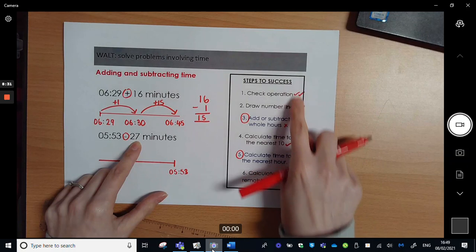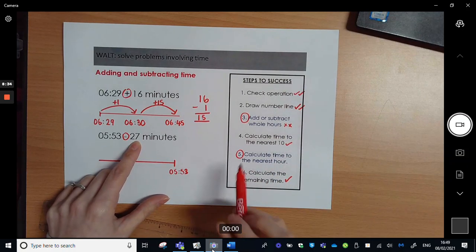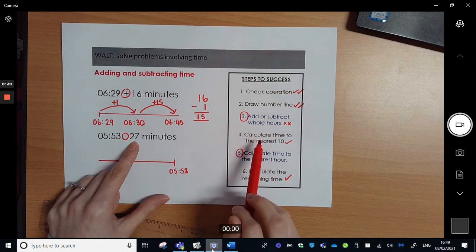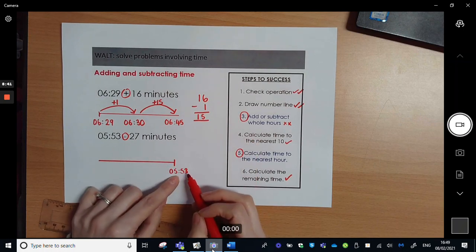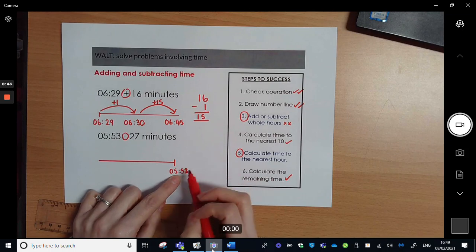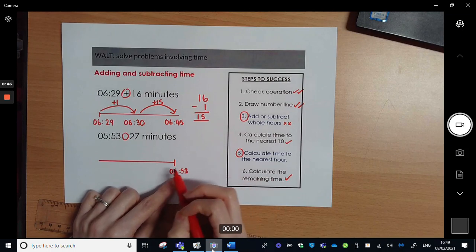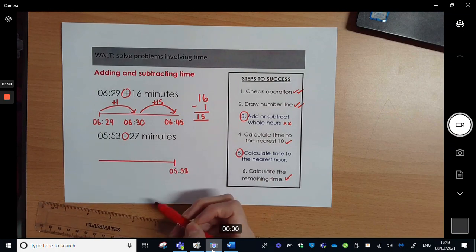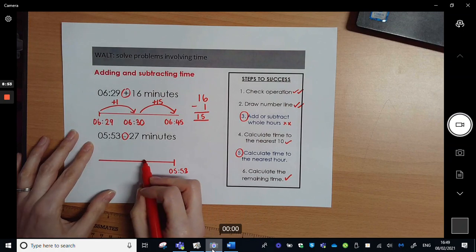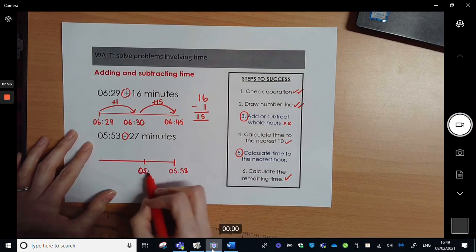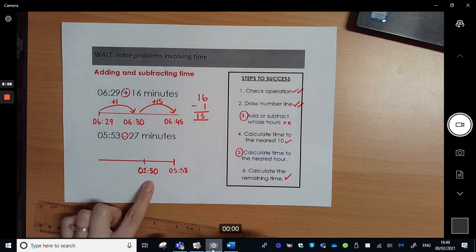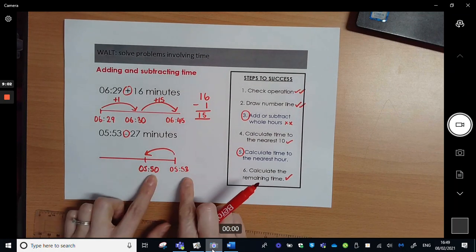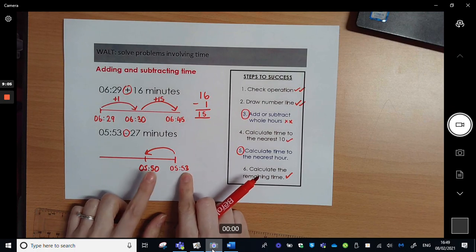So I've done step 1 and 2. Remember, step 3 doesn't count this time because I haven't got any whole hours. I've just got minutes. So now I need to calculate to the nearest 10. So remember, I'm going backwards this time. So it's not going to be 60. My nearest 10 is going to be 50 because I'm subtracting. So 53, the closest 10 when I go down is 50. So I'm going to label this 5:50. 50 minutes past 5. So I'm going backwards. So thinking, how many have I taken away to get from 53 to 50?